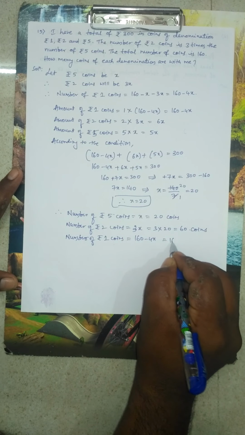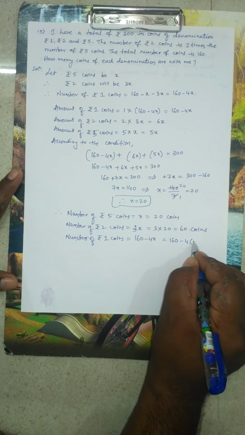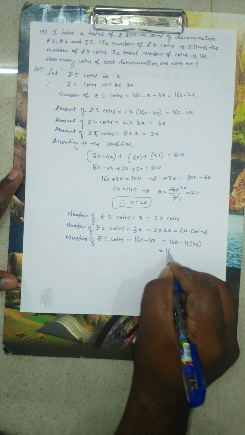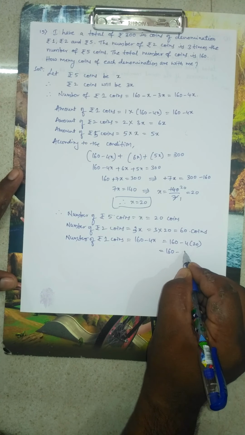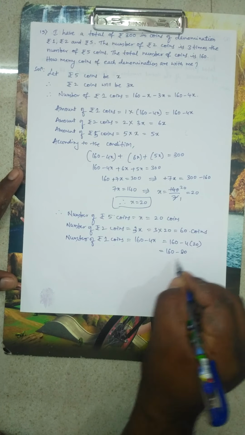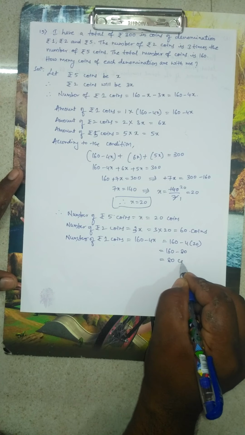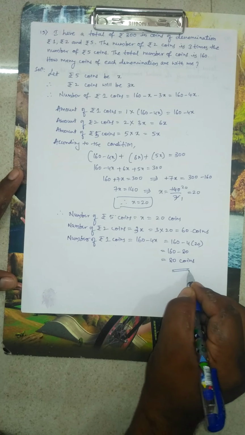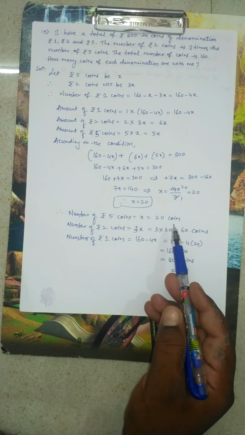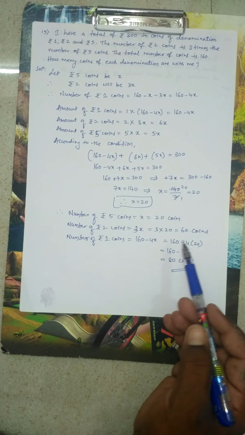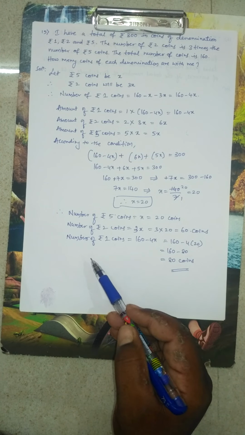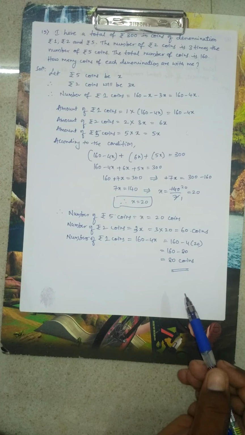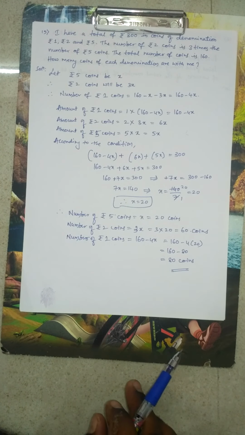So this is equal to 160 minus 4 into x value, which is 20. So this is 160 minus 4 twenties, that is 80. So that is equal to 80 coins. So this is our solution. So 5 rupee coins are 20, 2 rupee coins are 60 and 1 rupee coins are 80. Right? This is our required solution.